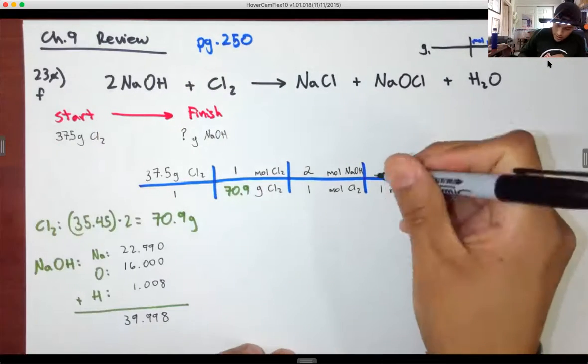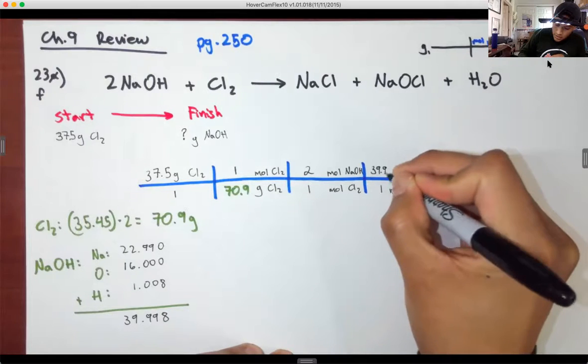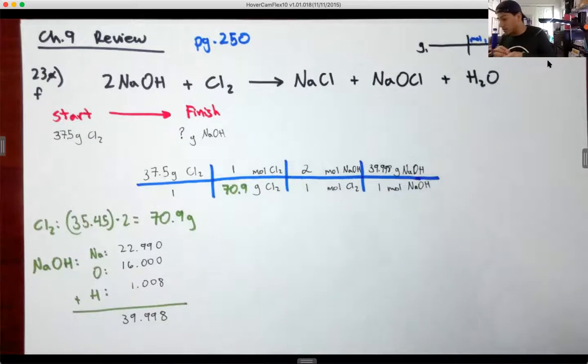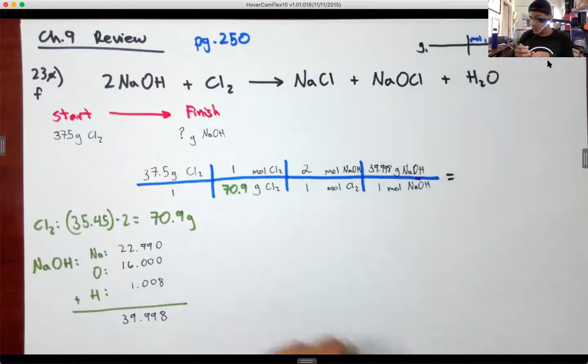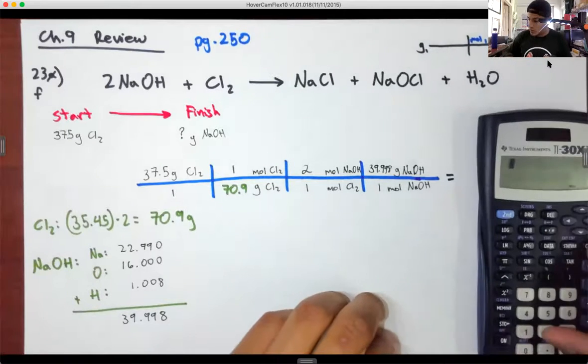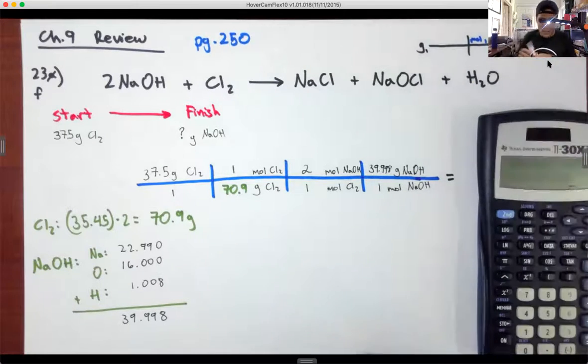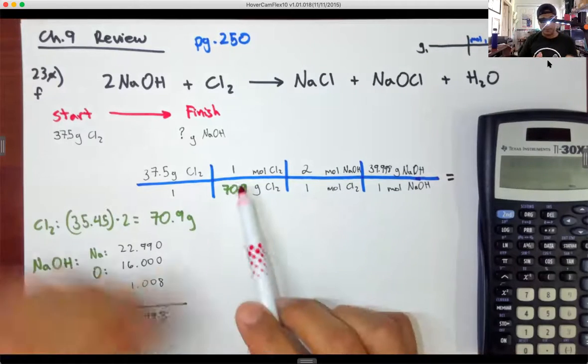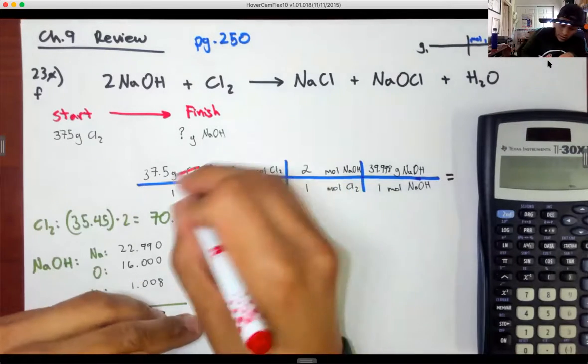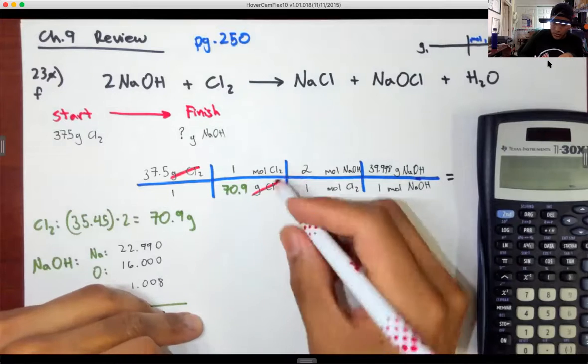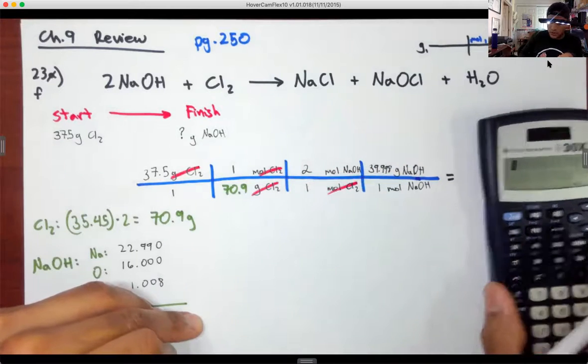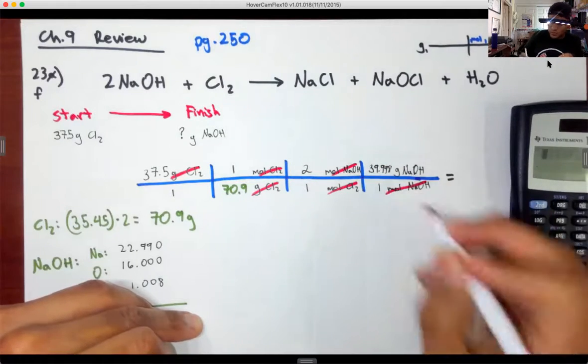So go ahead and write 39.998 grams of NaOH, all right? And let's go ahead and let's solve. So now we just use the little guy walking across. We have a little guy walking across. We're going to cancel out all of the grams with grams, moles of CO2 with moles of CO2, moles of NaOH with moles of NaOH.